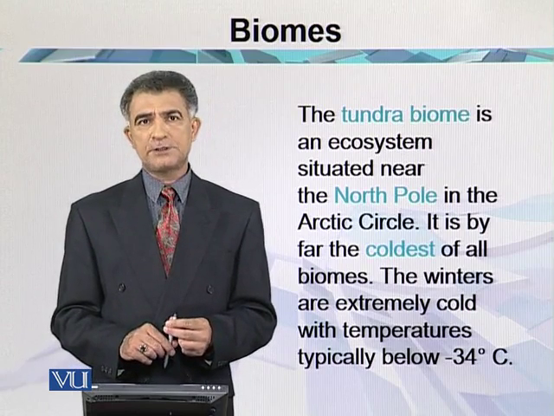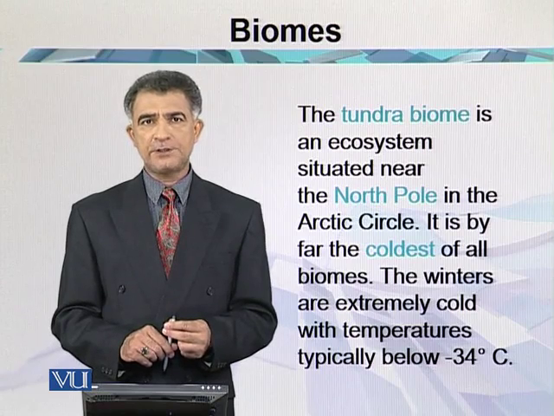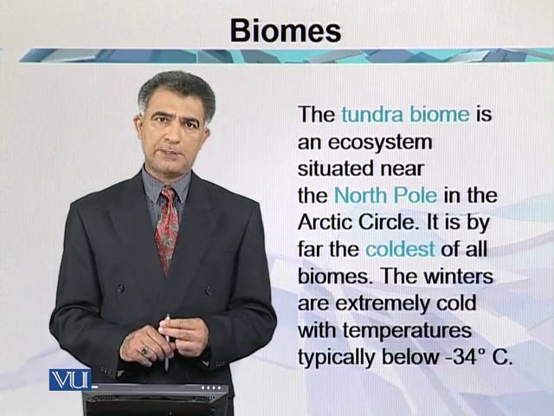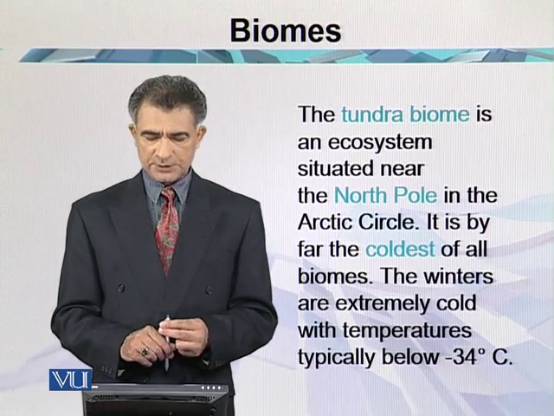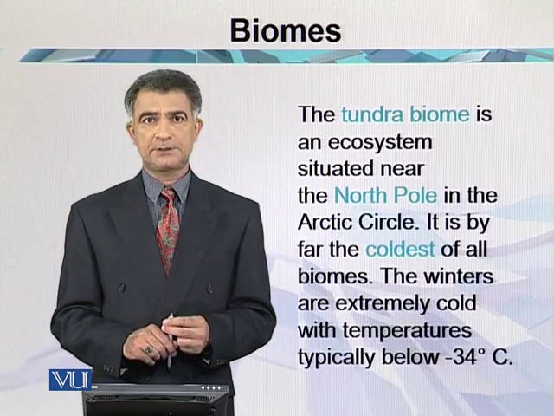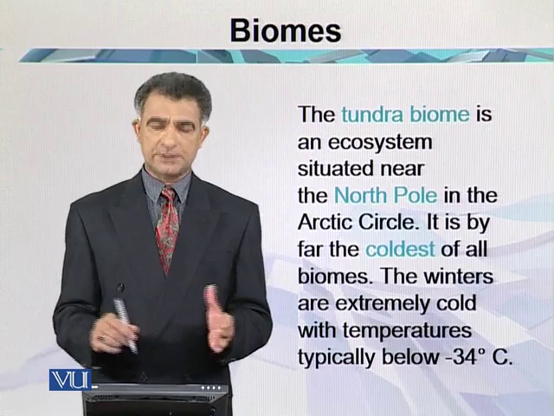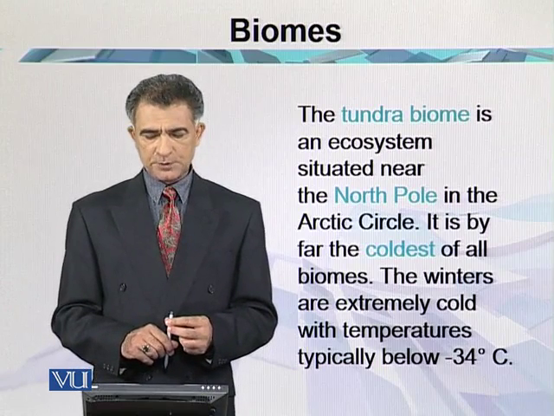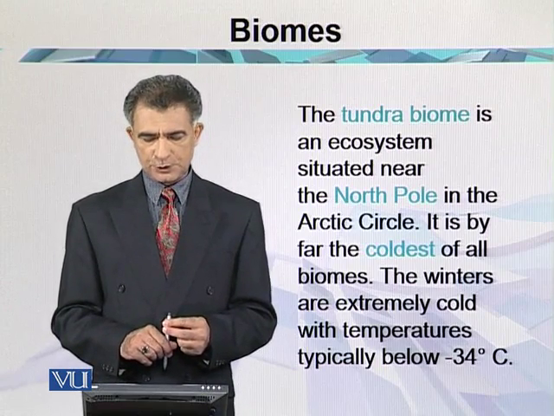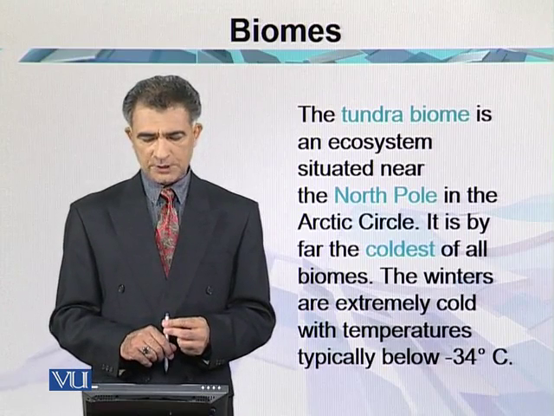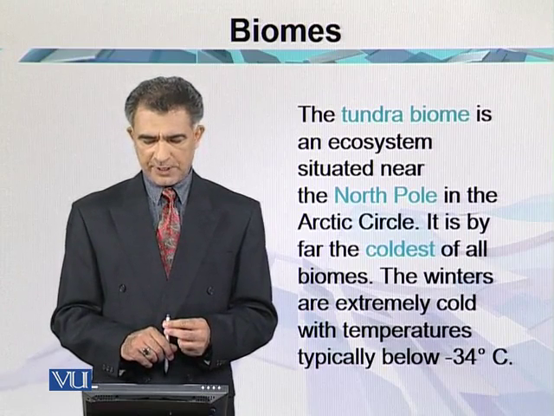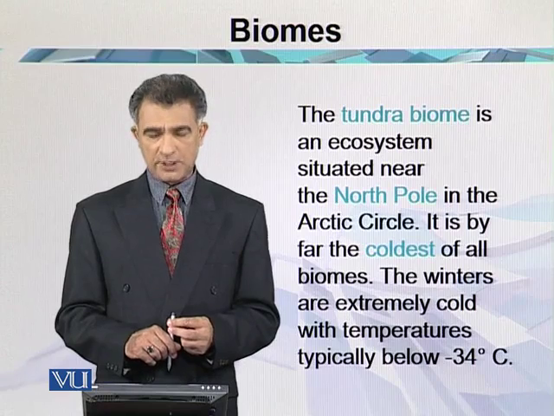So here we see that tundra is one of the areas where we have cold climatic conditions. So this actually is a type of biome which has particular characteristics. The tundra biome is an ecosystem situated near the North Pole in the Arctic Circle. It is by far the coldest of all biomes.